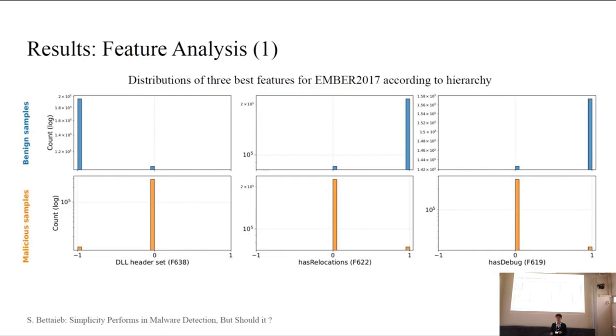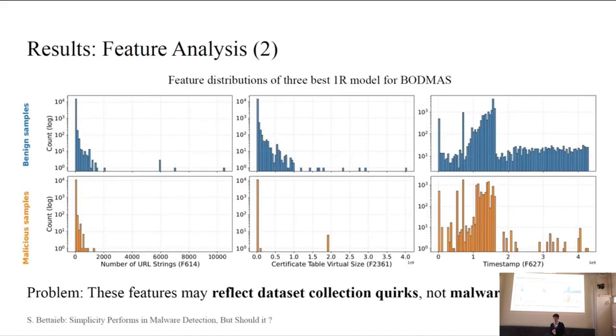And that's why if you train your model on EMBER 2017, and then you try to test it on another dataset, or in the real world, it does not work and your model breaks. If you look at the feature distributions of the 3 best features on BODMAS, we also observe a few discriminating features. We have first the number of URL strings, the certificate table virtual size, and the timestamps.